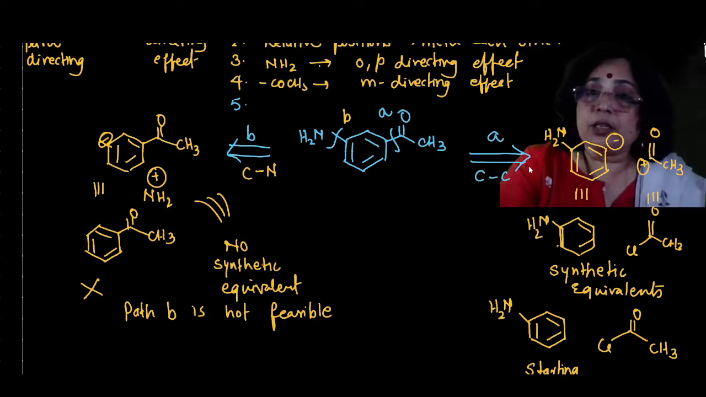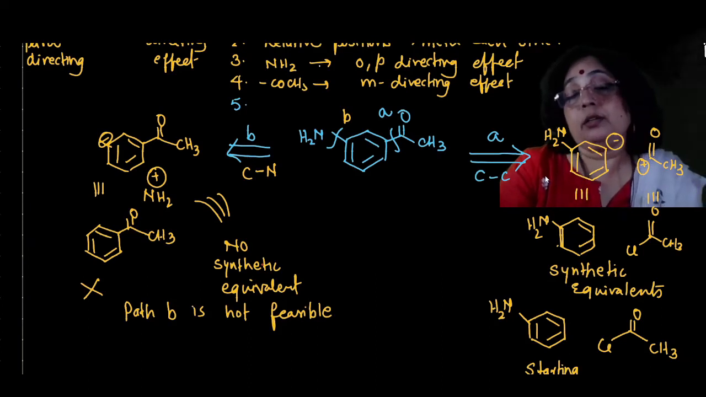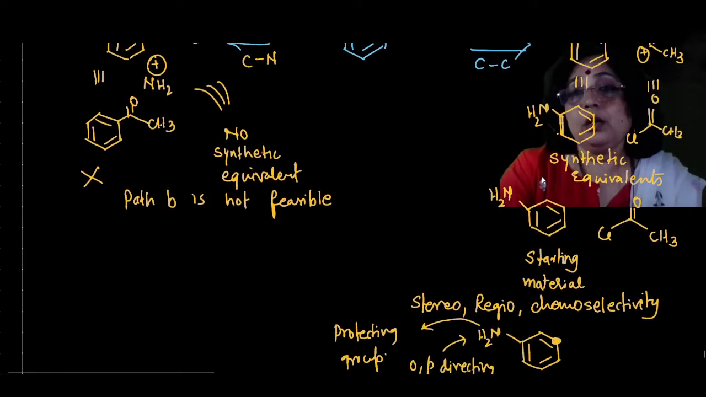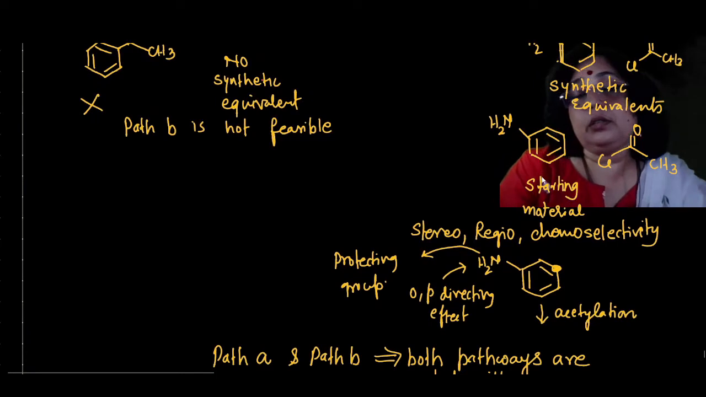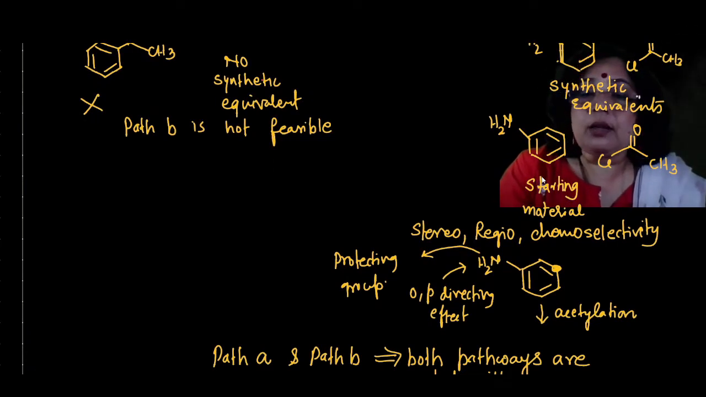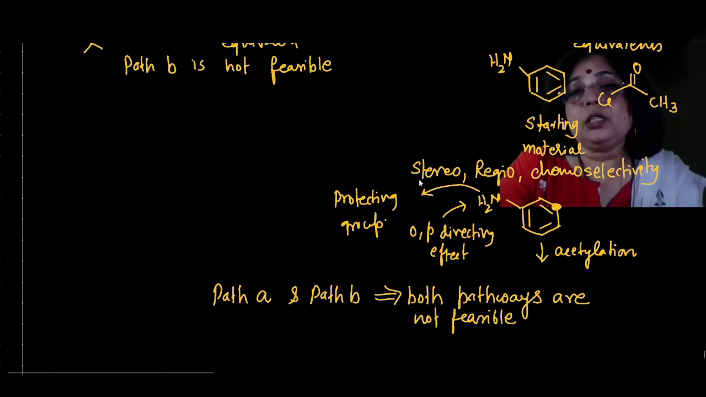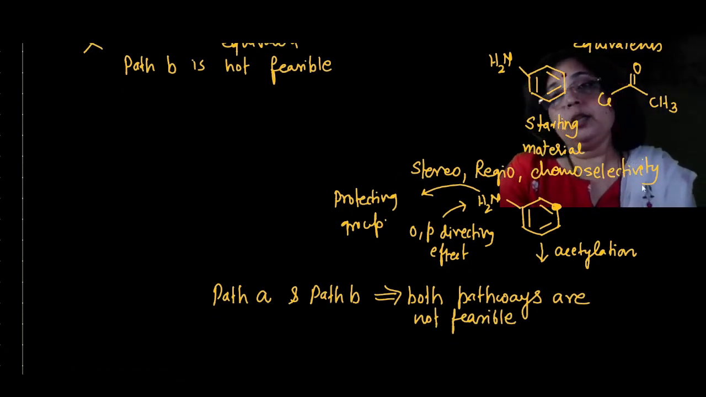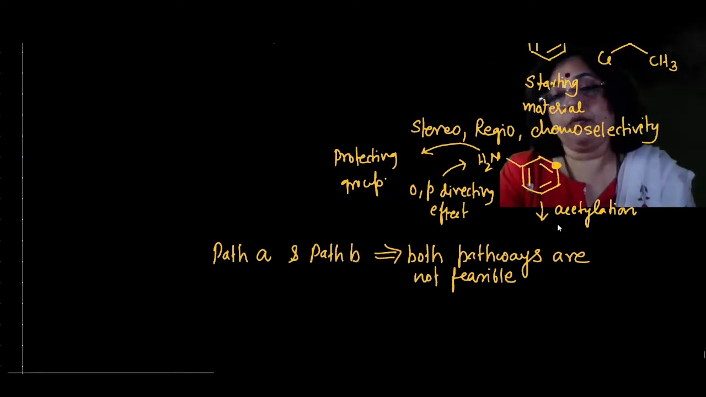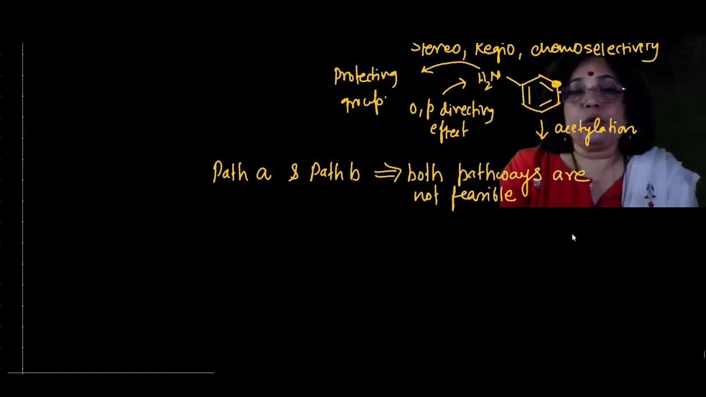Path A looks feasible. It gives pseudo information, it gives a very good synthetic equivalence. But if we start the synthesis of the target material from the starting material, we observe that the stereoselectivity, regioselectivity and the chemoselectivity are not going to be followed over here. Path A and path B, both pathways are not feasible. So the disconnection approach fails over here.